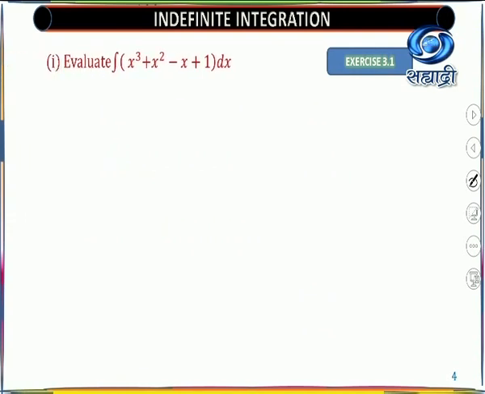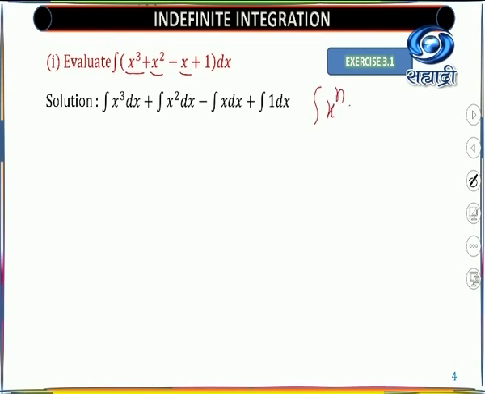Our first question: evaluate the integral of x cube plus x square minus x plus 1. We are using theorem 1, that means we'll separate the integral. We begin with the integral of x cube dx. This you need to separate out: x cube dx plus x square dx minus x dx plus 1 dx. Integrating all the terms separately, we use the formula integral of x raised to n dx equals x raised to n plus 1 upon n plus 1 plus constant of integration.